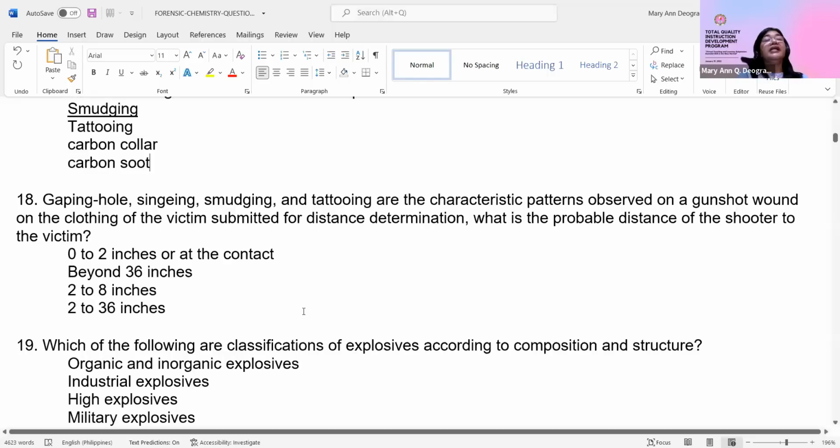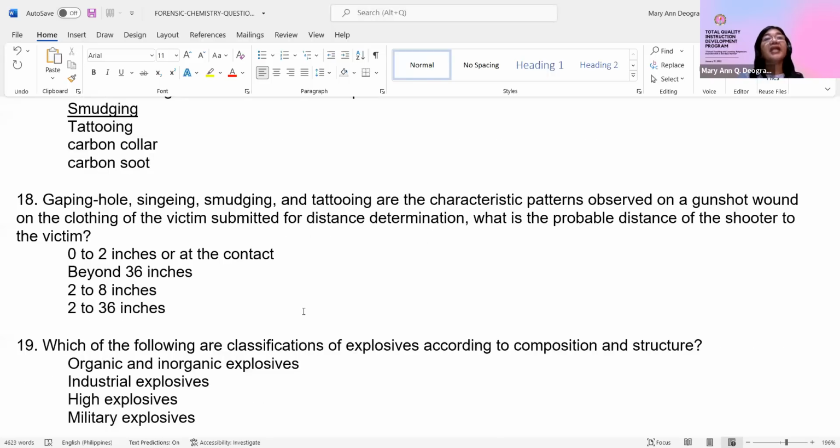Gaping hole, singeing, smudging, and tattooing are the characteristic patterns observed on a gunshot wound on the clothing of the victim submitted for distance determination or GSR. What is the probable distance of the shooter to the victim? Lahat ng characteristic patterns ay naroroon. What's the answer? Letter? Okay, 0 to 2. Ayan, nakukuha ng iba. So, our answer here is 0 to 2.